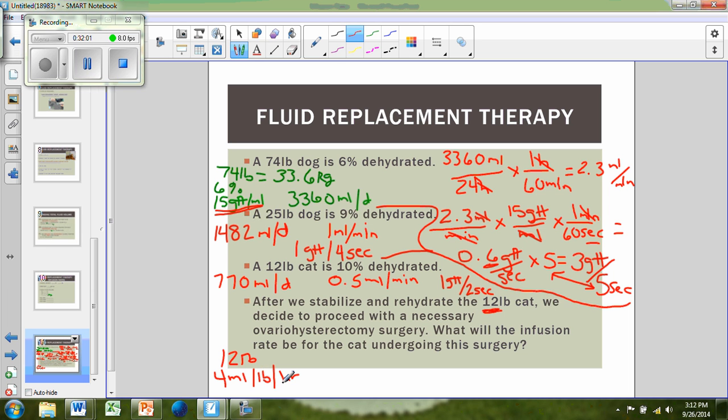So your answer for this should be 0.8 mLs per minute, and the drops per second should be 4 drops in 5 seconds. Okay, so again, please let me know if you have any questions about how to do these.